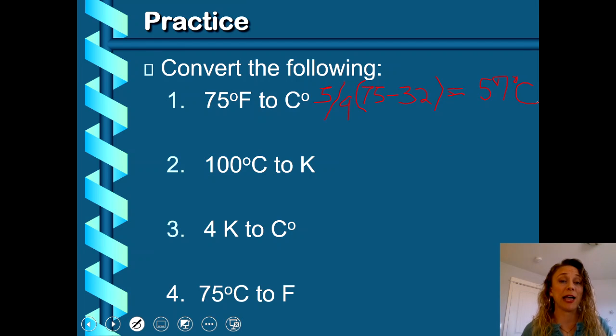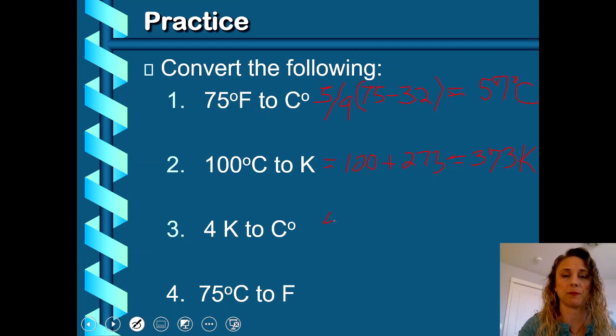To do Celsius to Kelvin, that's a lot easier, because Kelvin is the Celsius plus 273. That's it. So all the Kelvin measurements are going to be 273 degrees more than the Celsius. And that's in Kelvin. We don't say degrees Kelvin for some reason. We just say K for Kelvin. All right, cool. So Kelvin to Celsius, that's 4.